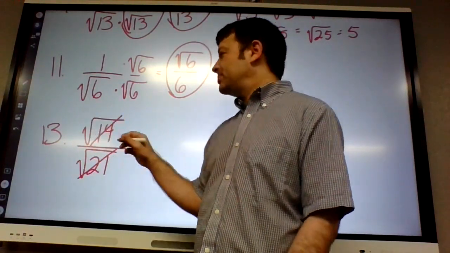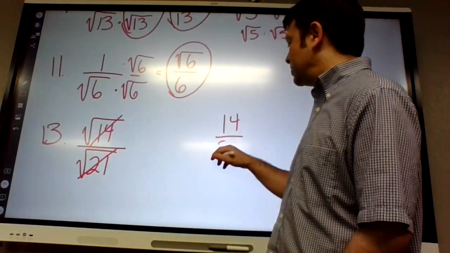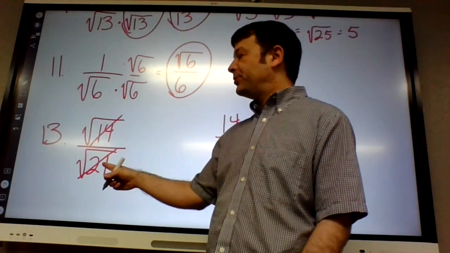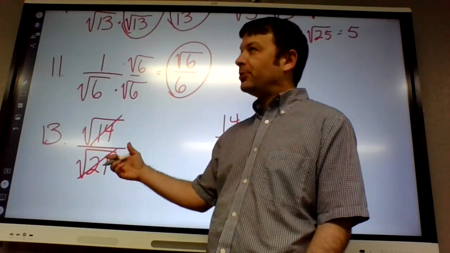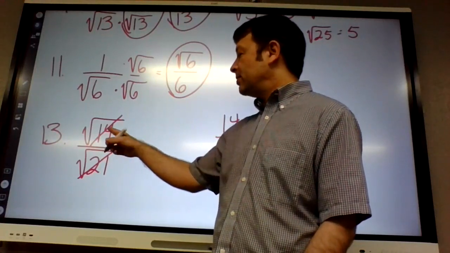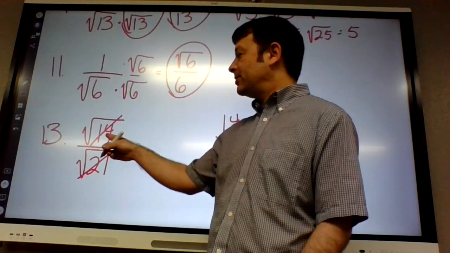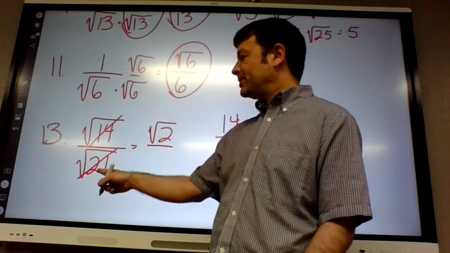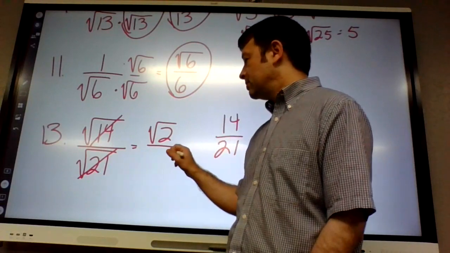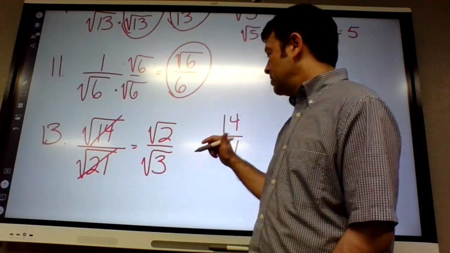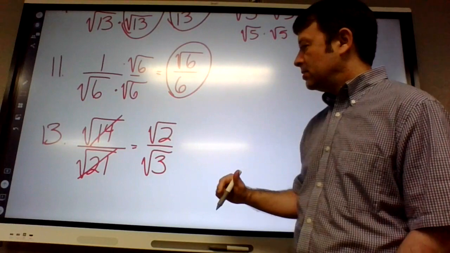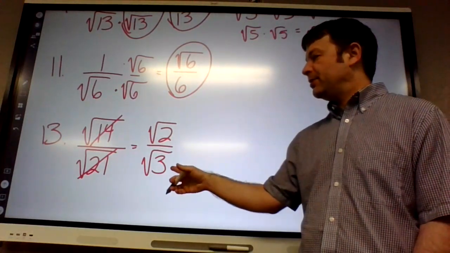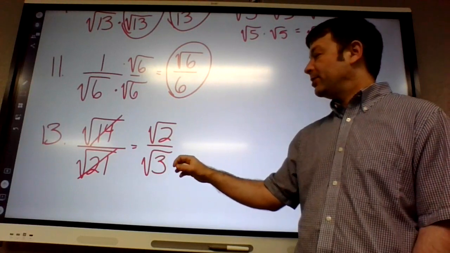Just like you can reduce 14 over 21, you can reduce square root of 14 over square root of 21. You can divide both of these by 7, or square root of 7 technically. So if you divide this by square root of 7, what's it become? Square root of 2. If I divide this by square root of 7, what's it become? 3. So could you do like the entire square root over the 2/3? Yes. But we're not supposed to leave the square root of 3 on the bottom. Oh, right. So we got to work on it a little bit more.